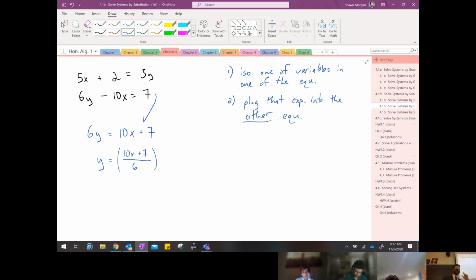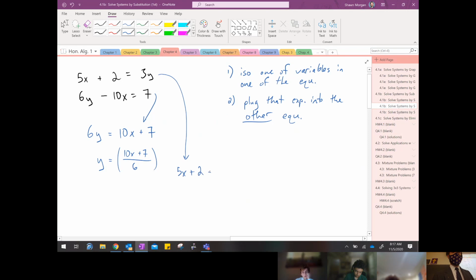Because if you plug it back into the equation from which it came, that's like a dog chasing his tail. You're not going to get anywhere. Things will cancel out. You'll get something useless like 6 equals 6. You can't do anything with that. But if you plug it back into the other equation, watch what happens.